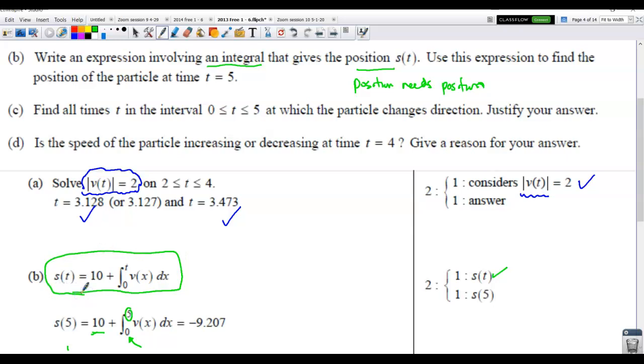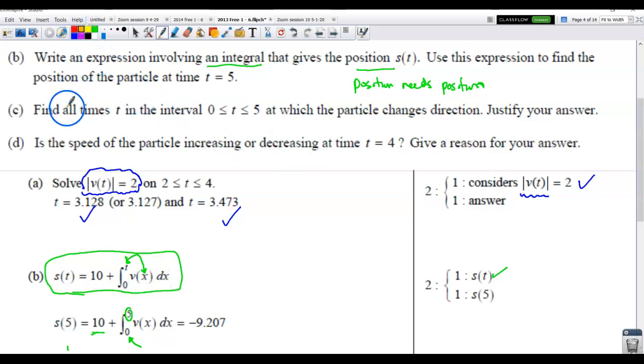They asked you specifically for the position function and then the position at t equal to 5. Notice the variable disagreement. We've had that conversation before. So we want a function in terms of t, so the t is the upper bound, and then we use that x as the dummy variable.